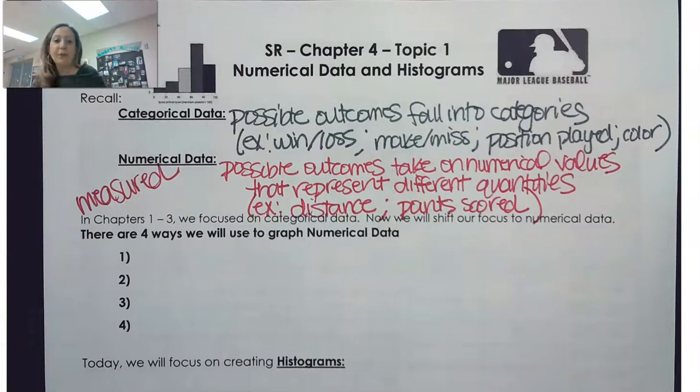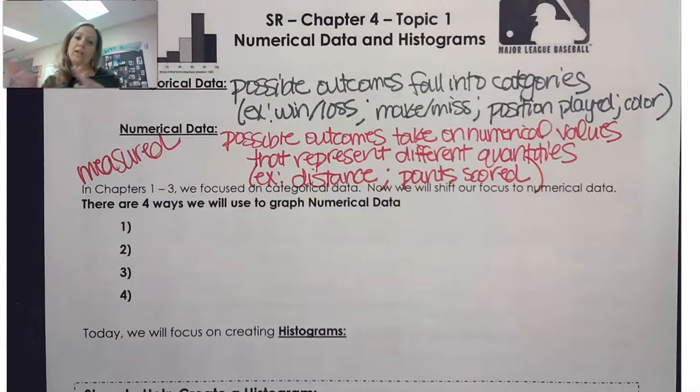Okay. So in chapters 1 through 3, what we did is focus on categorical data. And we dealt with hypothesis tests and test statistics that dealt with categorical data. A lot of times it was success to win, after a win then a loss, or after different situations. Now we're going to shift our focus to numerical data. We talked about 3 ways to graph categorical data.